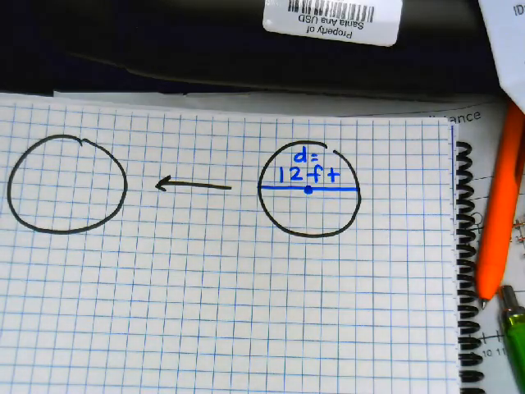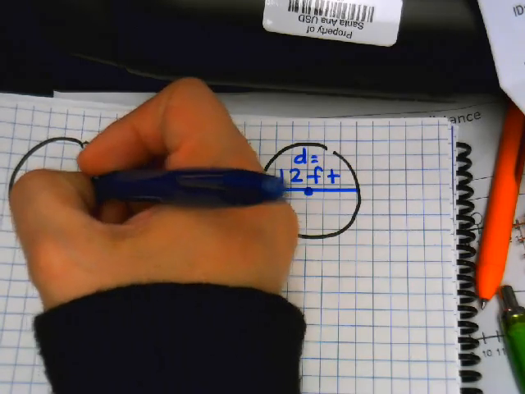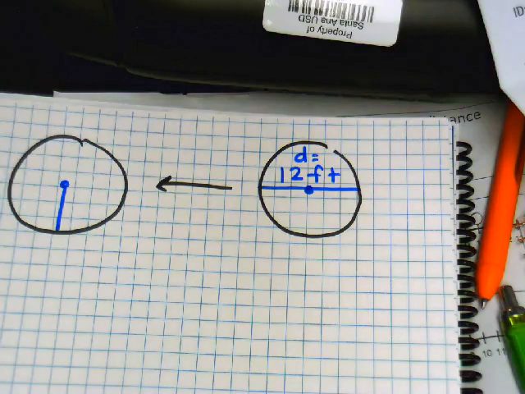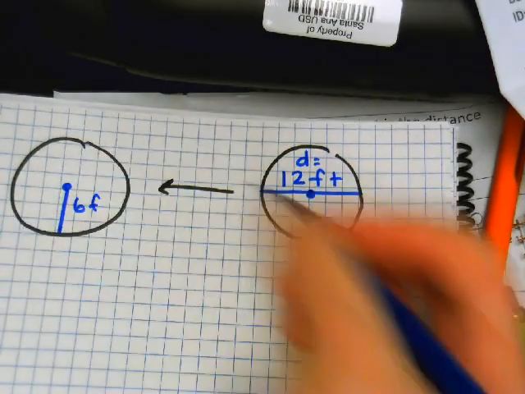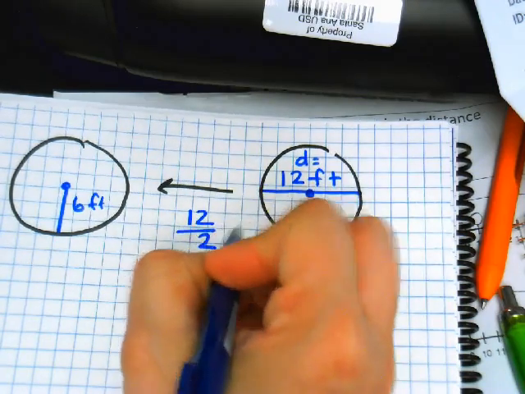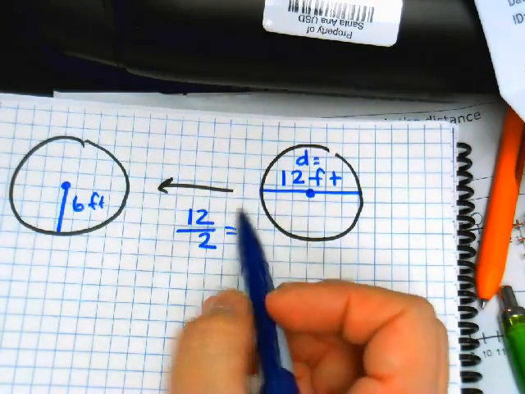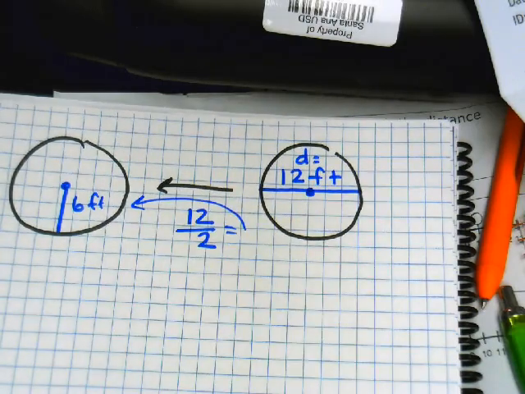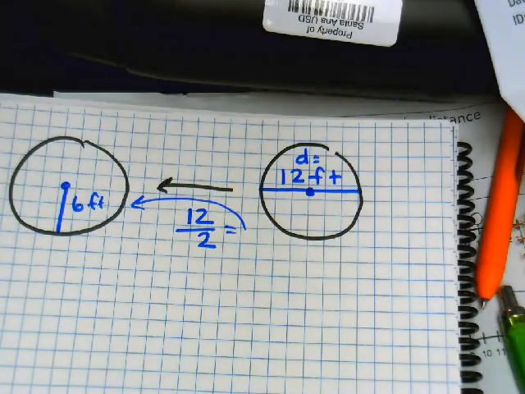So if I give you the diameter, I'm going to ask for the radius. And what does the radius equal? 6 feet. It will be half. So I would take 12 and divide it by 2. So this is the math that we're doing. 12 divided by 2 is 6. So if I give you the whole line going through the whole circle, in order to get half a circle, I would divide by 2.